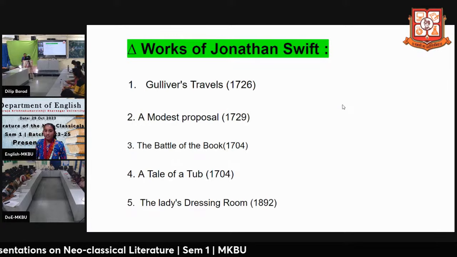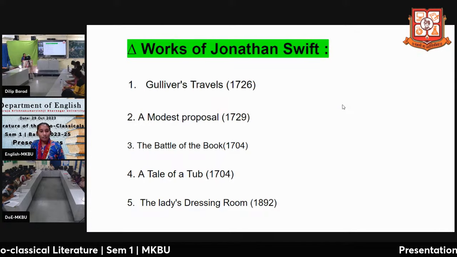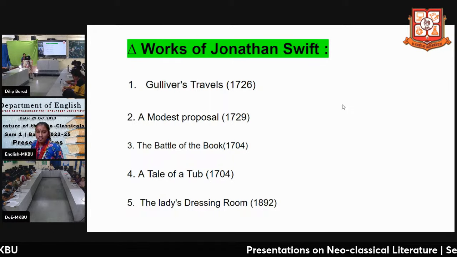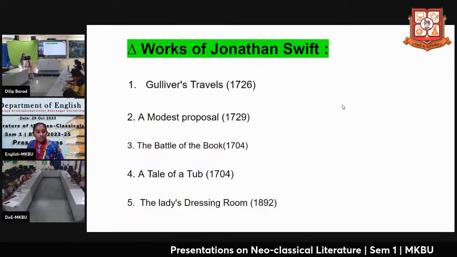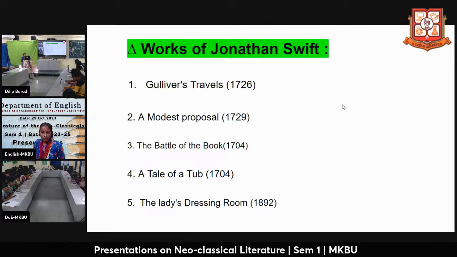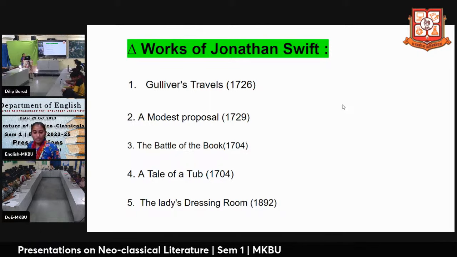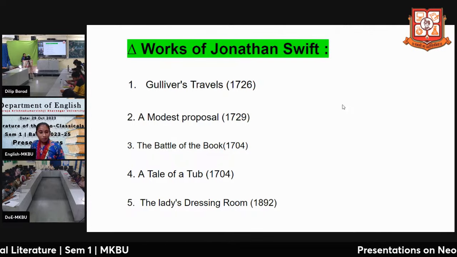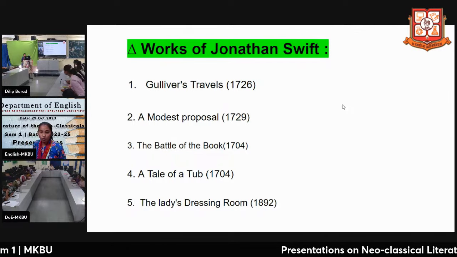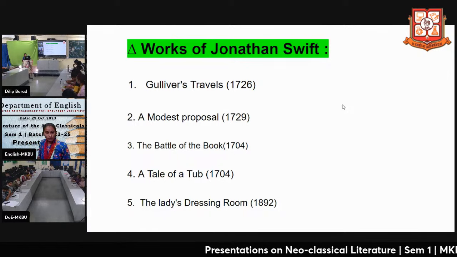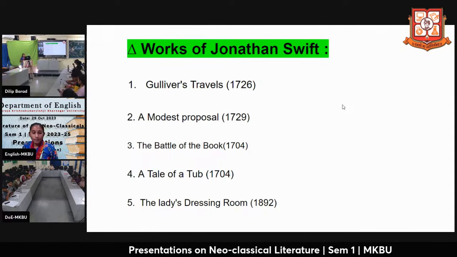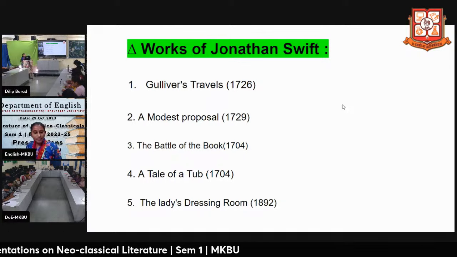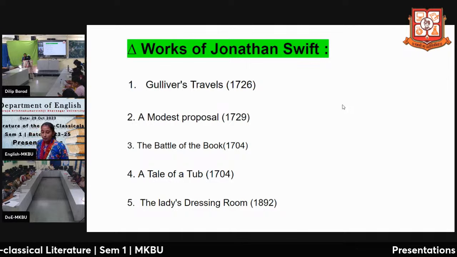Works of Jonathan Swift. First, Gulliver's Travels in 1766. Second, A Modest Proposal in 1739. The Battle of the Books, 1704. A Tale of a Tub, 1704. The Lady's Dressing Room, 1892.